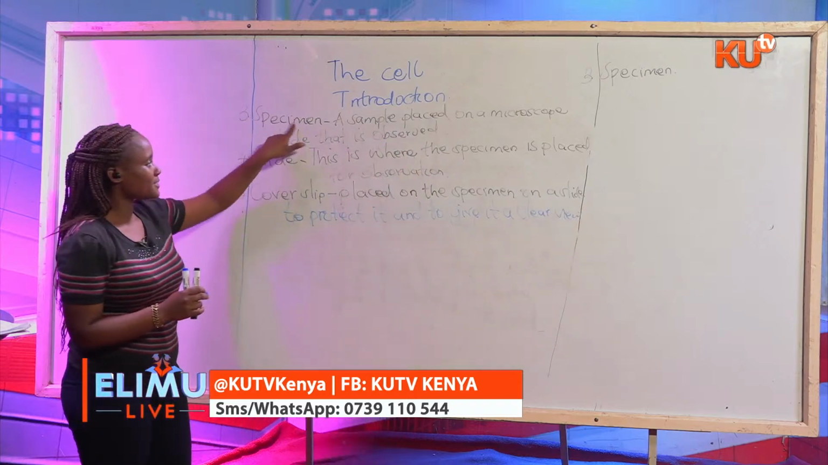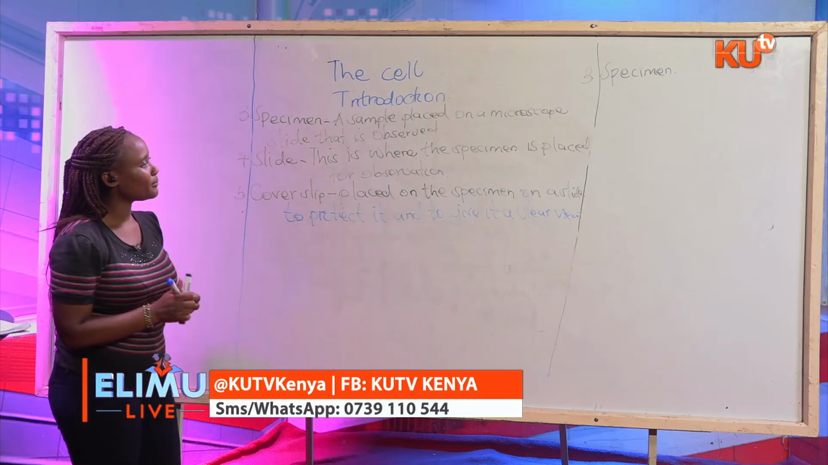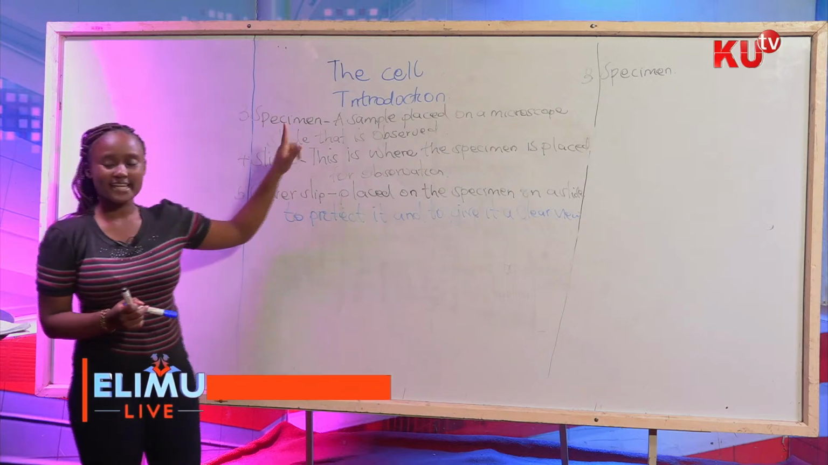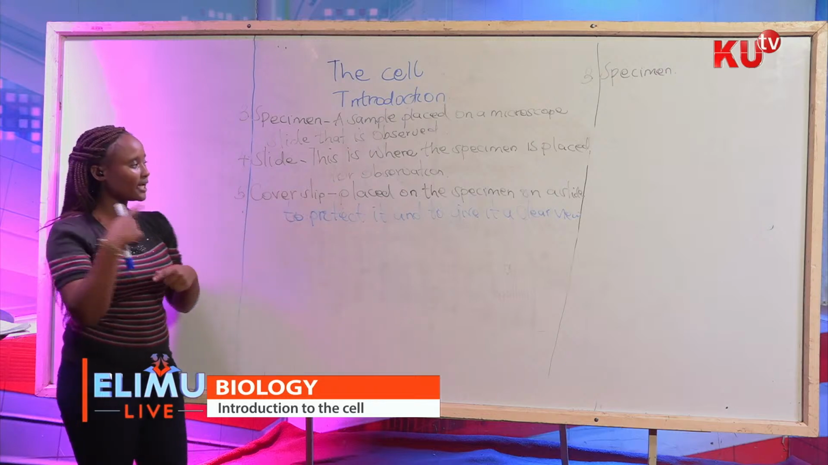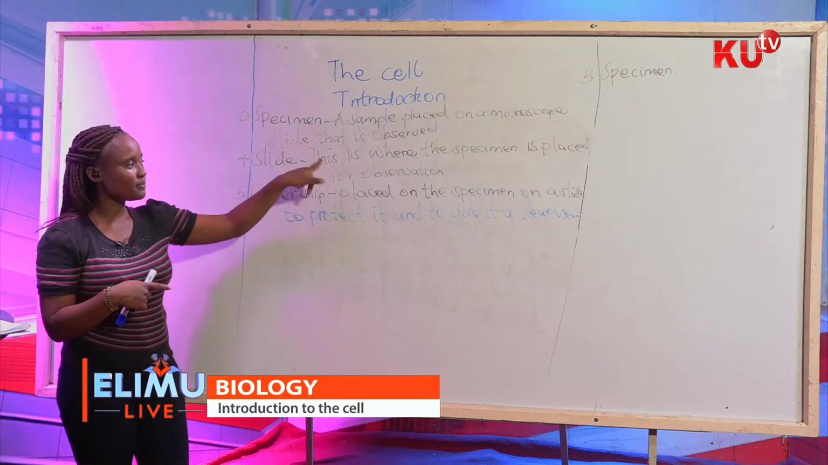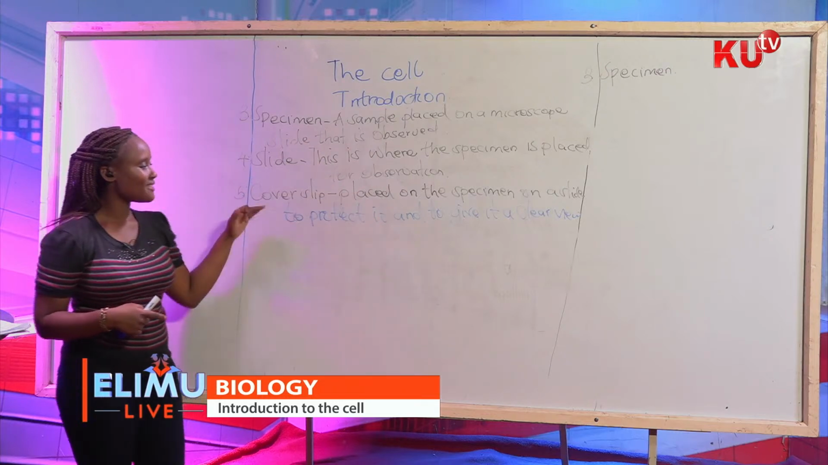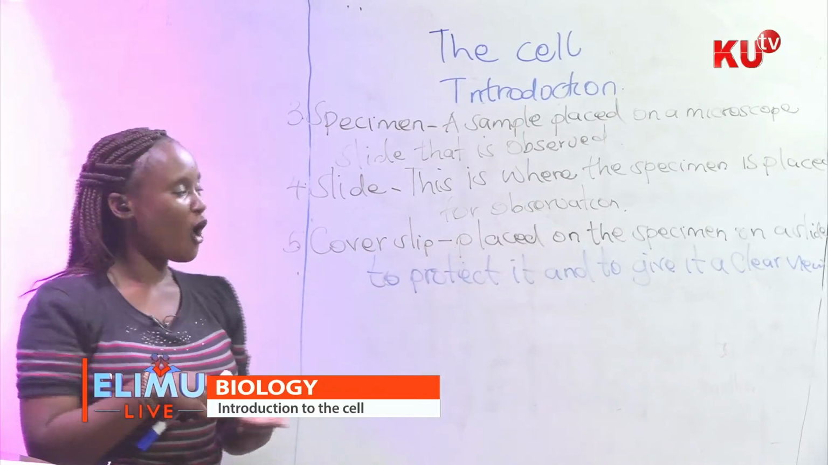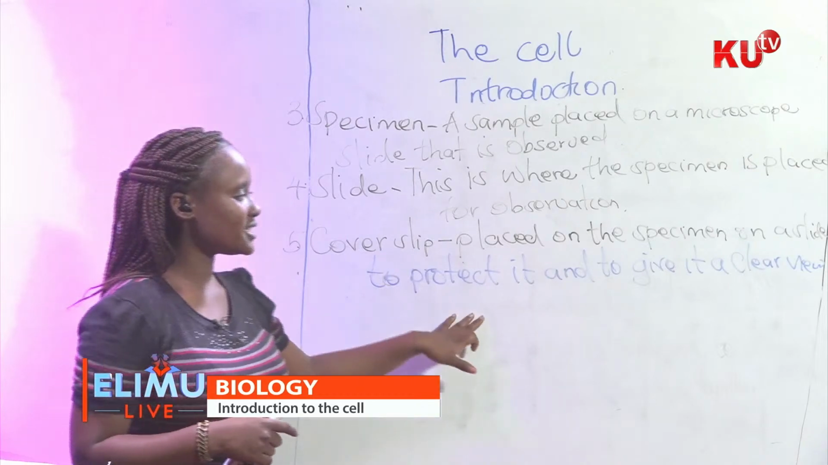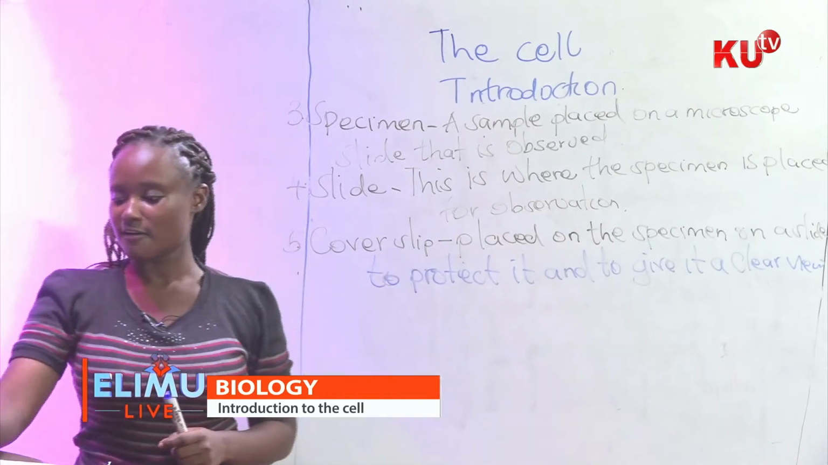So we've said a specimen is a sample placed on a microscope slide that is observed. And this slide itself is where the specimen is placed for observation. And then the cover slip is placed on the specimen on a slide to protect it and to give it a clearer view.